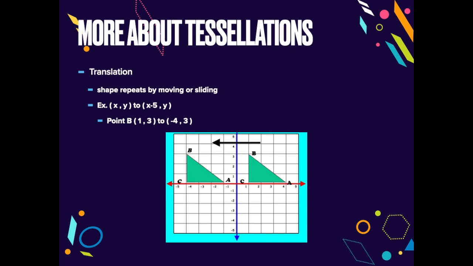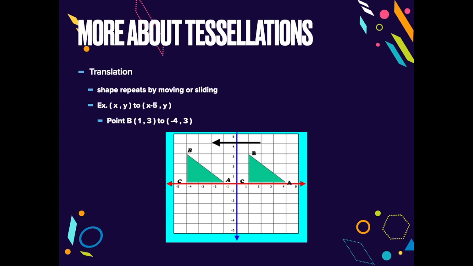Now, let's talk more about tessellations. In the next few slides, we will talk about how the shapes in the tessellations repeat themselves as well as their position through the whole pattern. One way a tessellation does this is through translation, where the shape repeats by moving or sliding. So in the photo, the triangle moves to the left by 5 units.